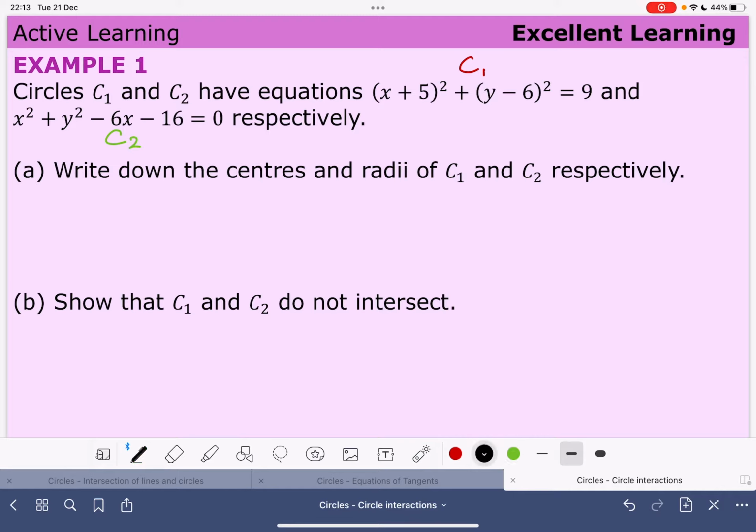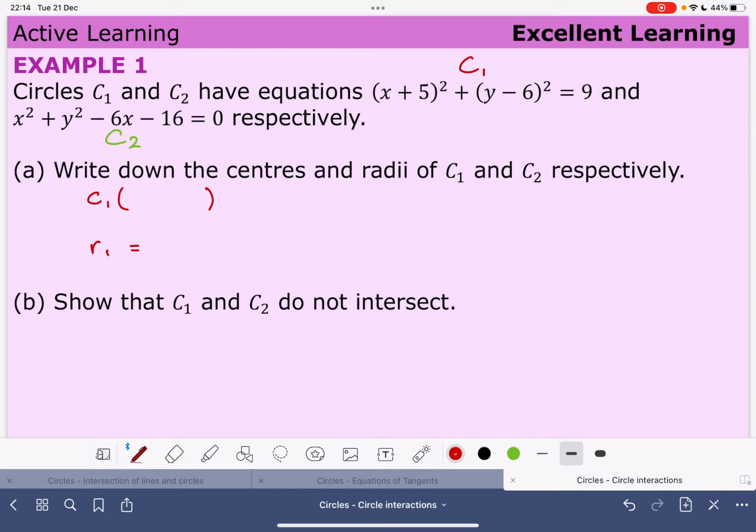Typically, you'll get given them in different forms because they assess different skills and different ways of interpreting the equation. So if we have a wee look at C1 first, I'm going to write down the centre of C1 as a coordinate, and the radius of circle 1 just as a value in terms of units. This is the easier of the 2 to interpret.